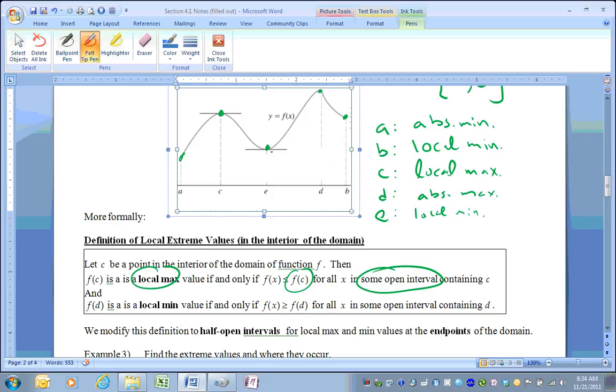Same with f of d. Actually, oops, that's a typo. That should be f of e. We should have seen that one. f of e is a local min, because you could define some interval where, say for example, from C to D, that will be the lowest y value for that time being.